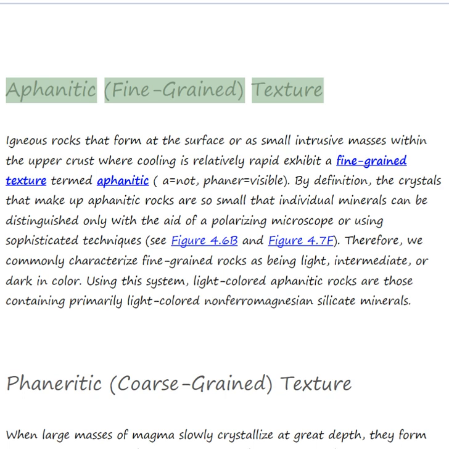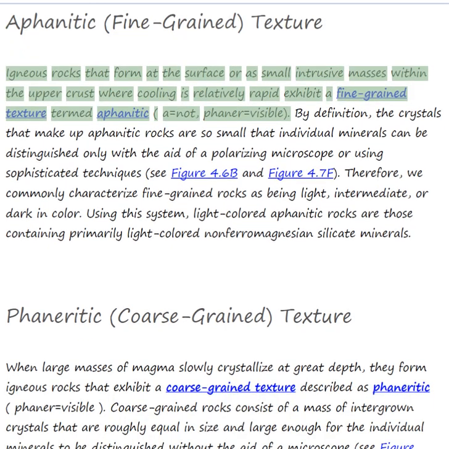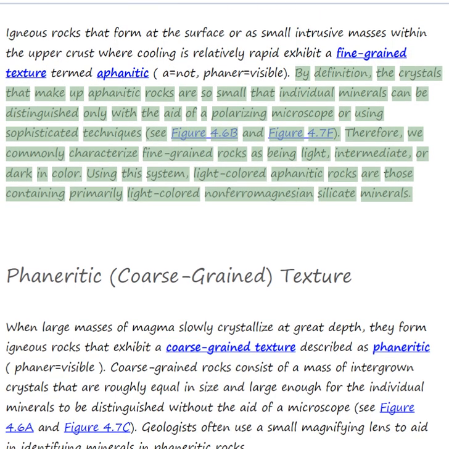Aphanitic texture. Igneous rocks that form at the surface or as small intrusive masses within the upper crust, where cooling is relatively rapid, exhibit a fine-grained texture termed aphanitic. By definition, the crystals that make up aphanitic rocks are so small that individual minerals can be distinguished only with the aid of a polarizing microscope or using sophisticated techniques. Therefore, we commonly characterize fine-grained rocks as being light, intermediate, or dark in color. Using this system, light-colored aphanitic rocks are those containing primarily light-colored non-ferromagnesian silicate minerals.